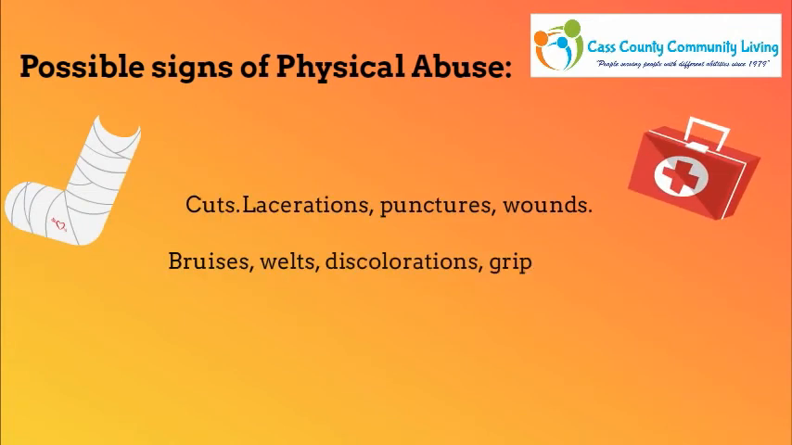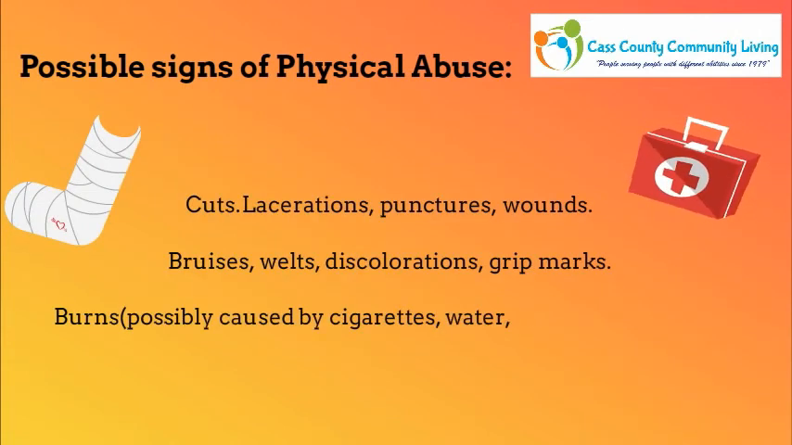Possible signs of physical abuse may include cuts, lacerations, punctures, and wounds. It may be bruises, welts, or discolorations such as grip marks, or burns, possibly by cigarette, water, or other hot items.